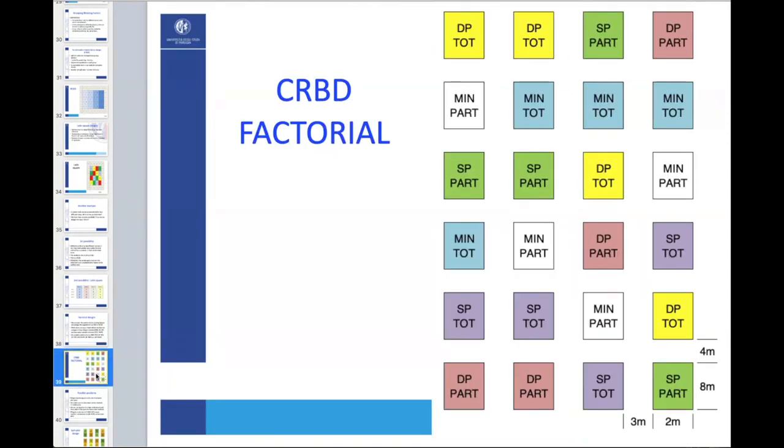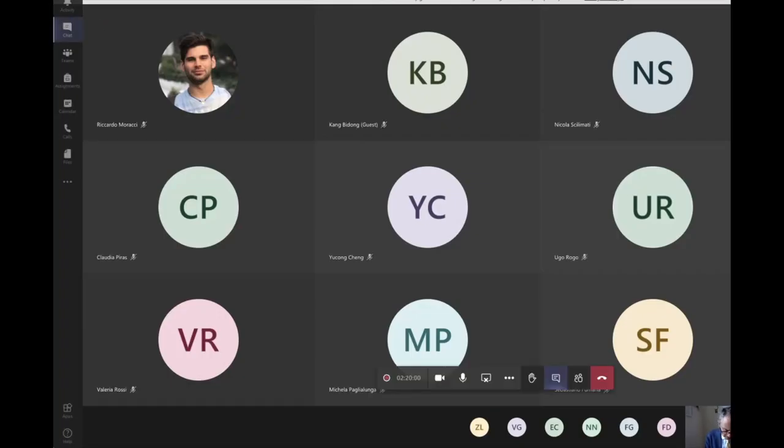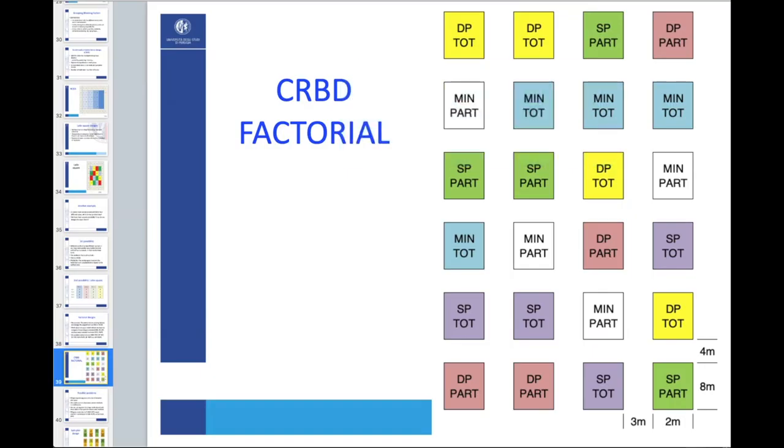So look at this design. This is a map. We have 6 combinations, 4 replicates. So we should have 6 by 4. 6 by 4 is 24 plots. And you see they are arranged in 4 columns and 6 rows.